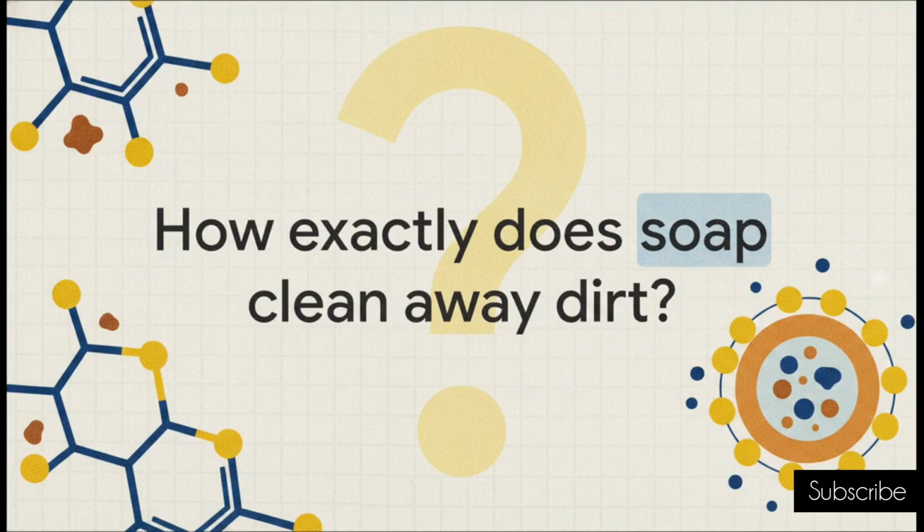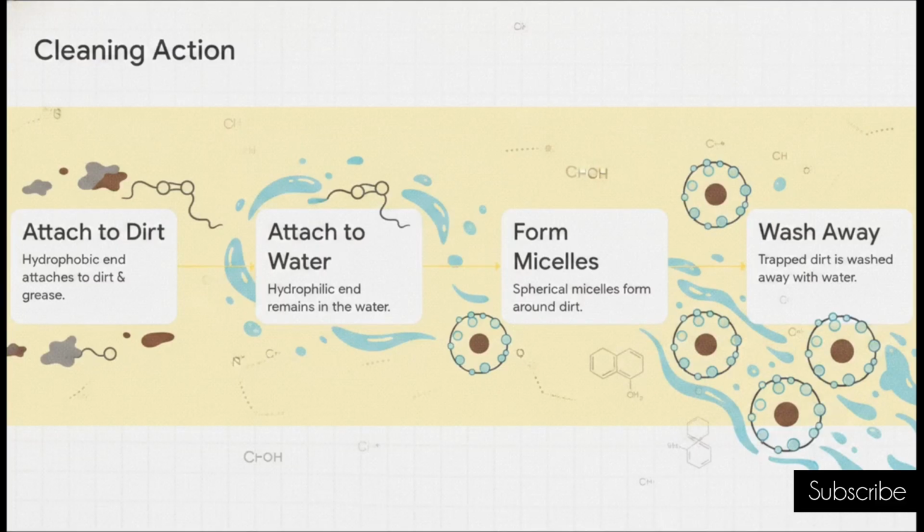Now, brace yourself for a long answer question on your exam. You will very likely be asked to explain the specific mechanics behind this. Exactly how does soap clean away dirt? You can break this down perfectly into 4 logical steps. A soap molecule has 2 ends. Step 1, the hydrophobic end, the part that hates water, grabs onto the dirt and grease. Step 2, the hydrophilic end, the water lover, stays stuck in the surrounding water. Step 3, these molecules form little spherical structures called micelles right around the dirt. And finally, step 4, since the outside of that micelle loves water, the trapped dirt just gets easily washed down the drain when you rinse.